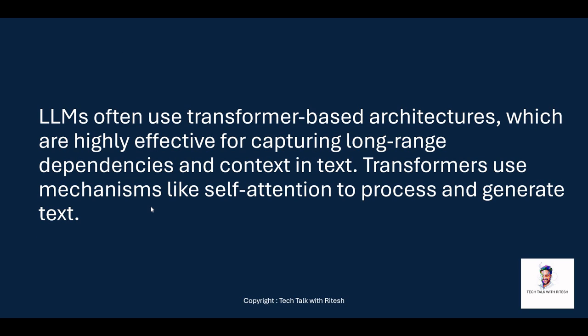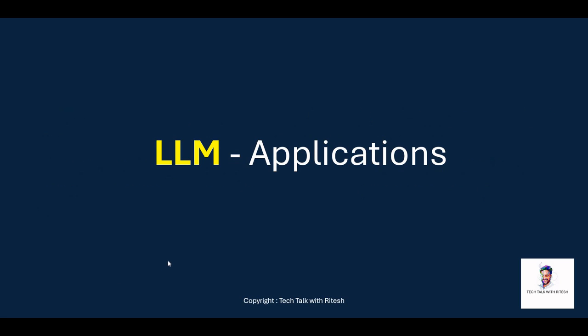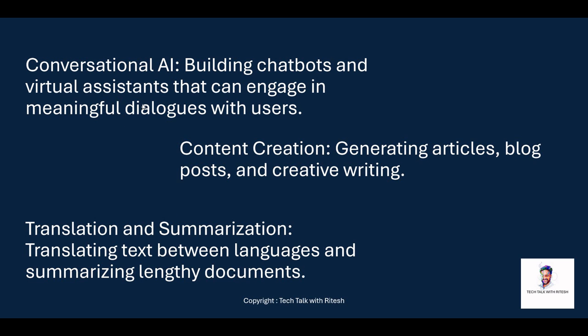Okay, let's see the architecture of LLM. LLMs often use transformer-based architectures, which are highly effective for capturing long-range dependencies and context in text. Transformers use mechanisms like self-attention to process and generate text. Let's see the applications where we can use LLM.